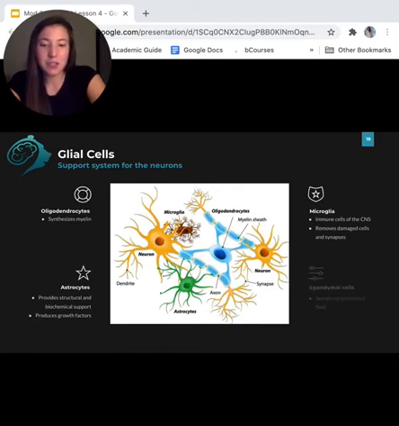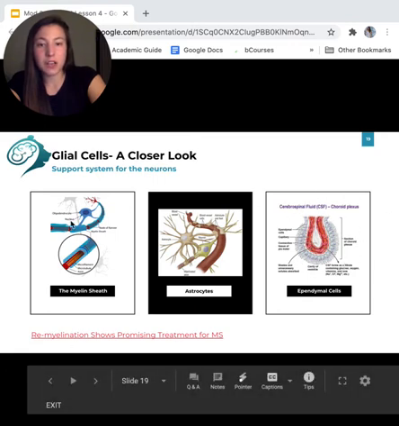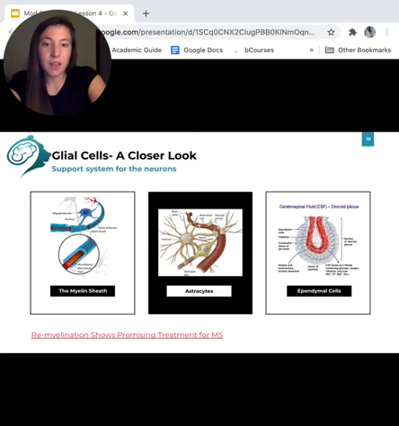Ependymal cells, which is not in this picture, is the name given to the lining in the cavities of the nervous system that holds cerebrospinal fluid. So there's our ependymal cells, but this also gives us a closer look at the other cells.